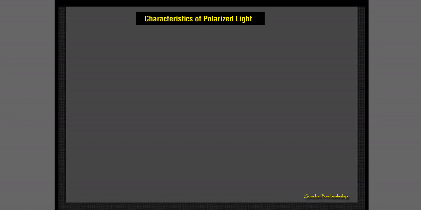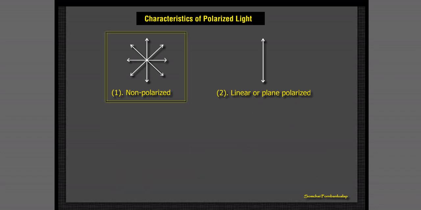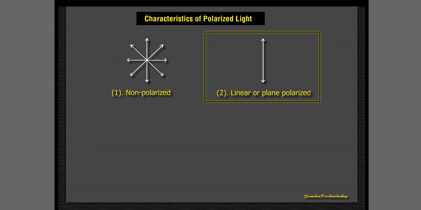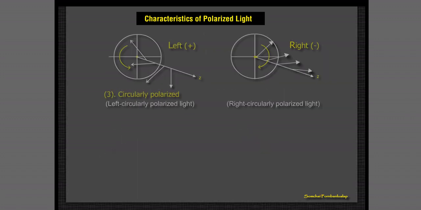Depending on the direction in which the electric field oscillates with respect to the direction traveled, electromagnetic radiation can be classified as: 1. Non-polarized, 2. Linearly or plane polarized, and 3. Circularly polarized light. In non-polarized light, the electric field oscillates randomly in all directions perpendicular to the direction of propagation. In plane polarized light, the electric field oscillates in a single plane, for example, along the x-axis or along the y-axis. In circularly polarized light, the tip of the electric field vector rotates in a spiral, producing either right-handed or left-handed helices.